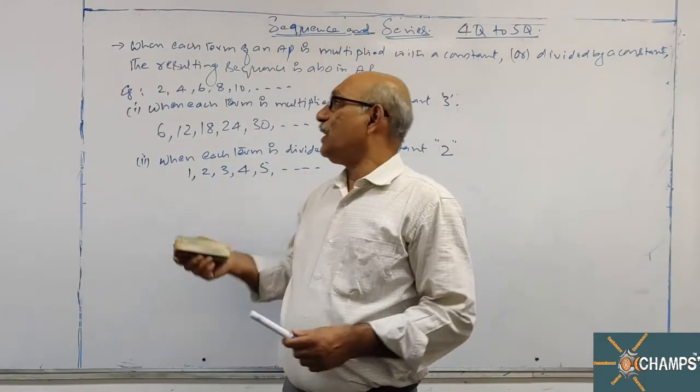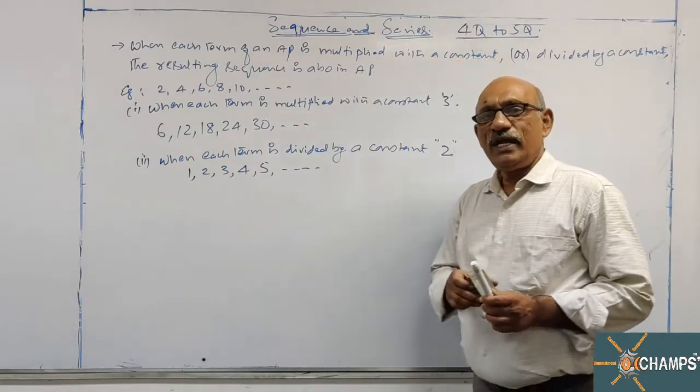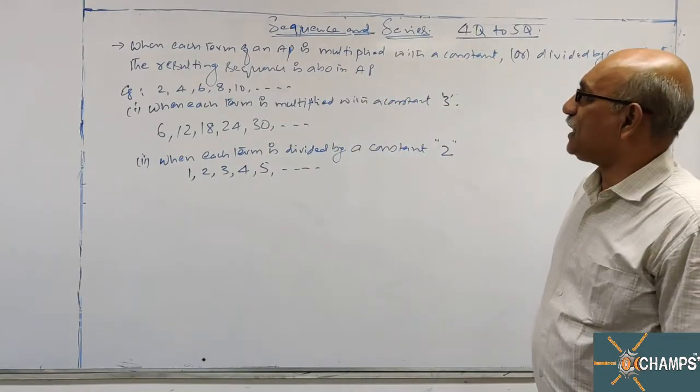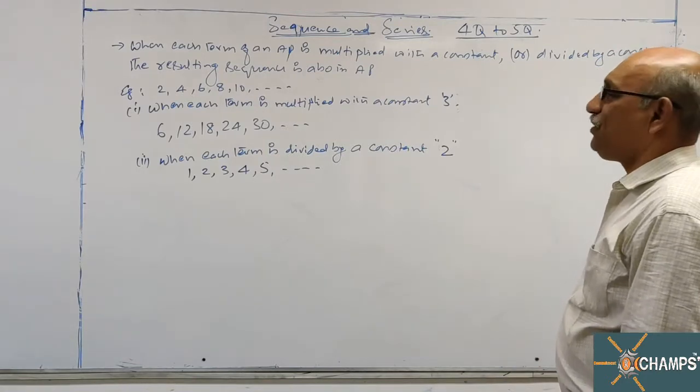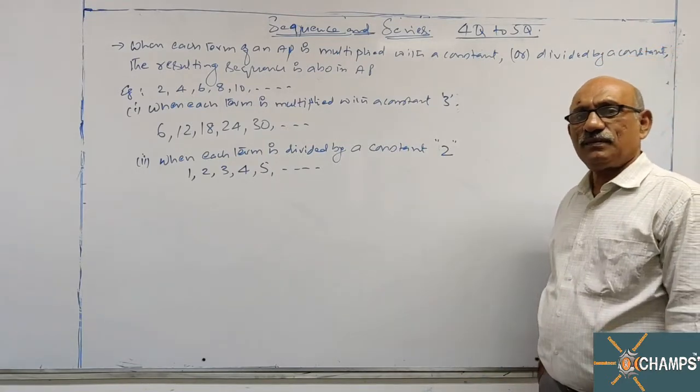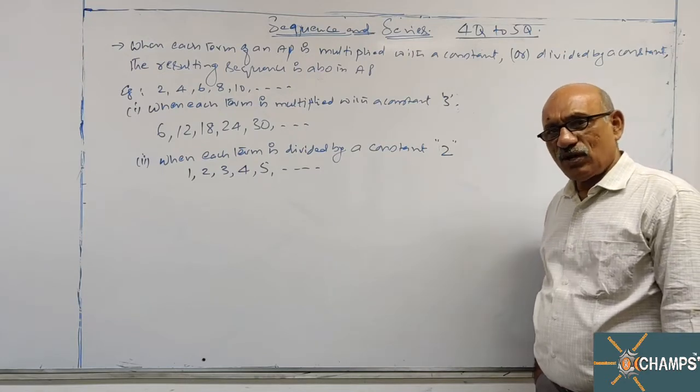Okay. Now, when each term of an arithmetic progression is multiplied with a constant or is divided by a constant, the resulting sequence is also in AP.